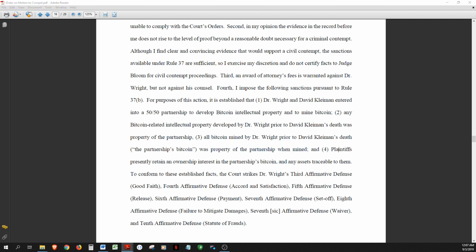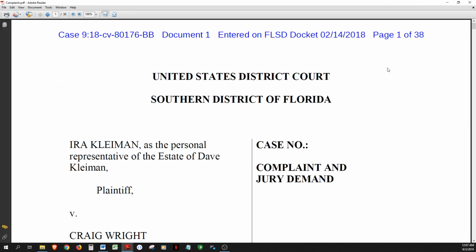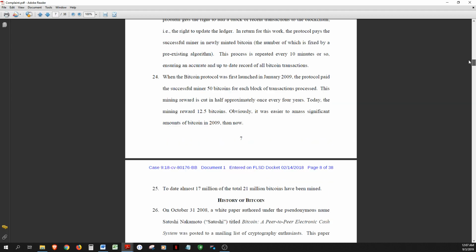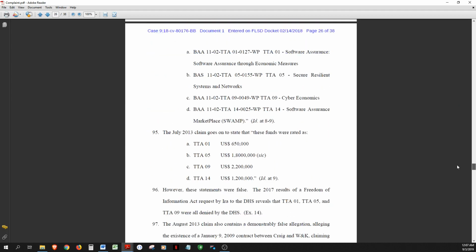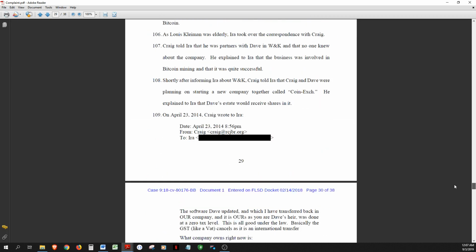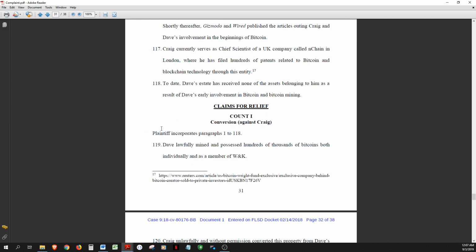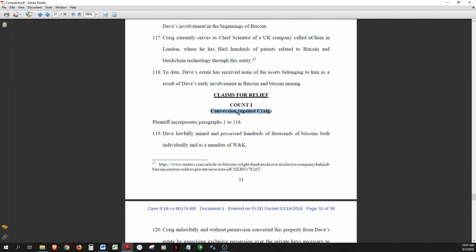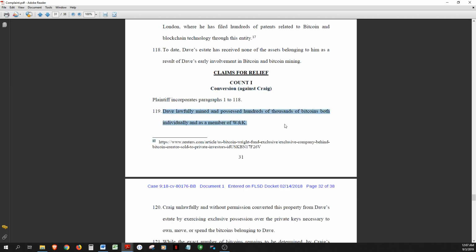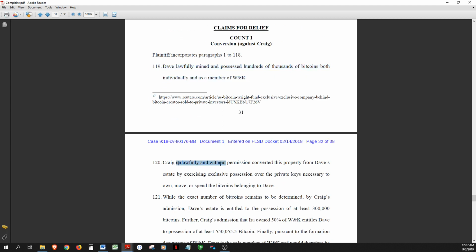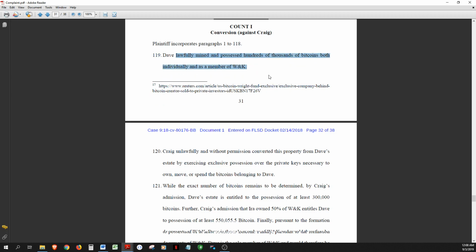So if we go back to our complaint, we've got, what was this, six counts. It's not that they've gotten judgment yet. They haven't completely proved any of these counts yet. They've just done the first few elements. So, conversion: Dave lawfully mined. They haven't proved that he unlawfully and without permission converted. They haven't proved the conversion, but they did prove the fact that there was a partnership and that all the Bitcoin were split 50-50 halvesies between Dave and Craig.